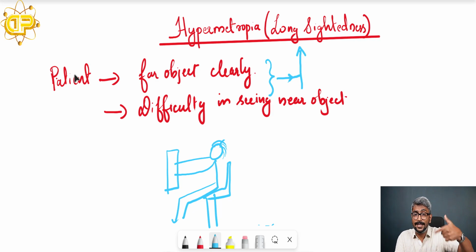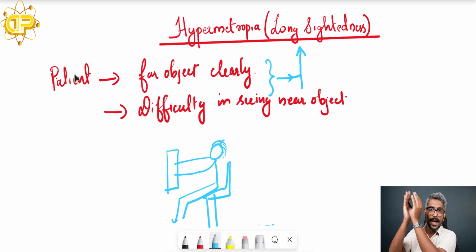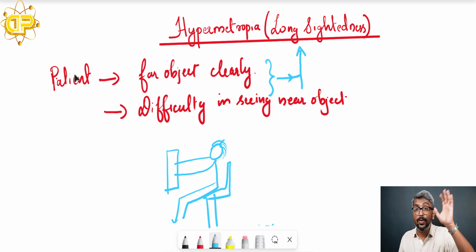That's why they are saying long-sightedness. Don't get confused. It is long-sightedness. The sight is easily seen at a long vision, so we'll just see it in a clear way. So we had seen what is hypermetropia.